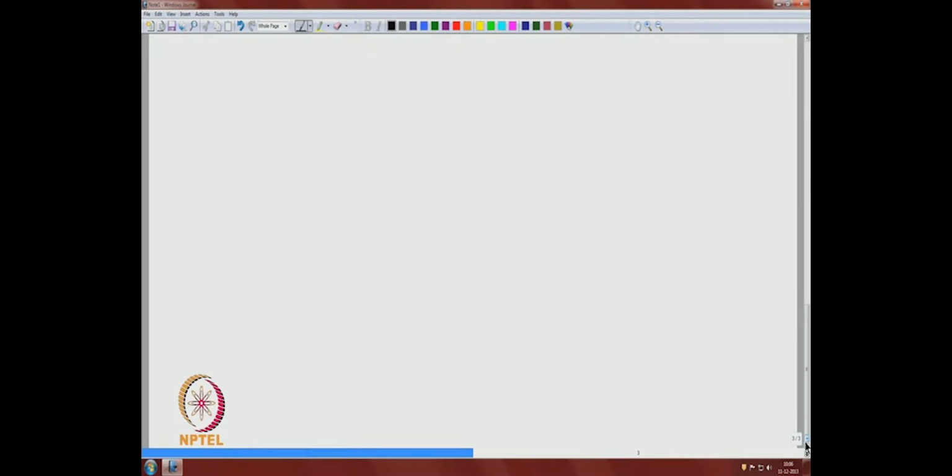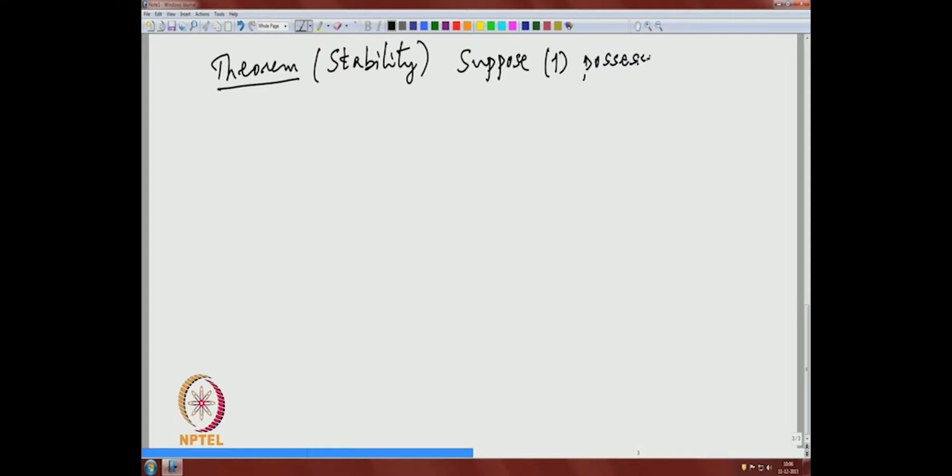So, now the theorem. These concepts were introduced by Lyapunov. This is the stability theorem. So, suppose the system 1 possesses a Lyapunov function.